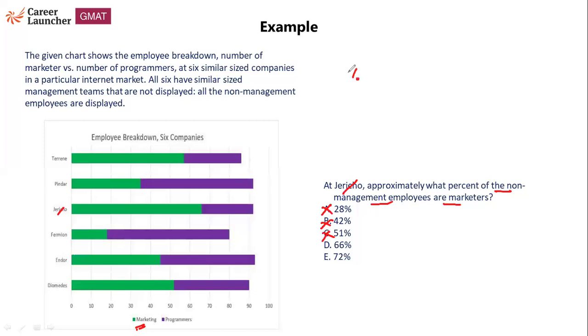Now, what will be the percentage of marketers? That is the green region. How many marketers are there? There are approximately 65 marketers, the green, that is 65. And how many total? Just greater than 90, so let's say 92. So out of a total of 92, there are 65 marketers. 65 upon 92 into 100% is the percentage of marketers for company J.